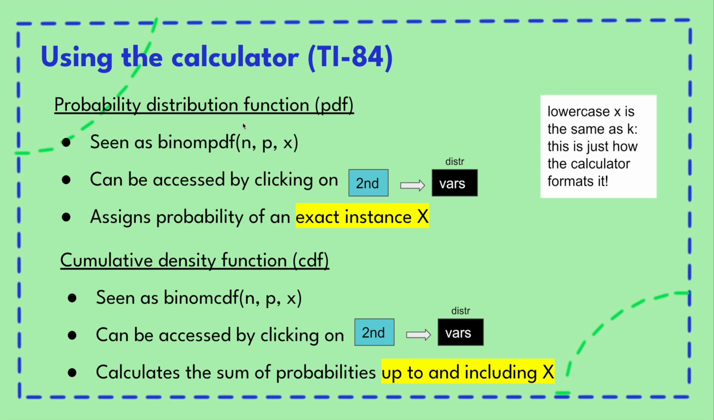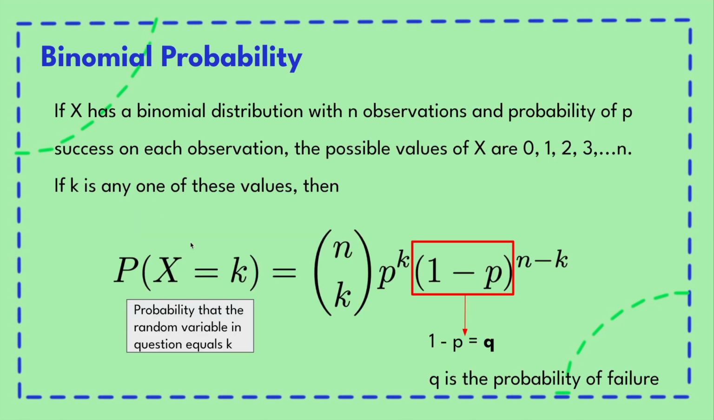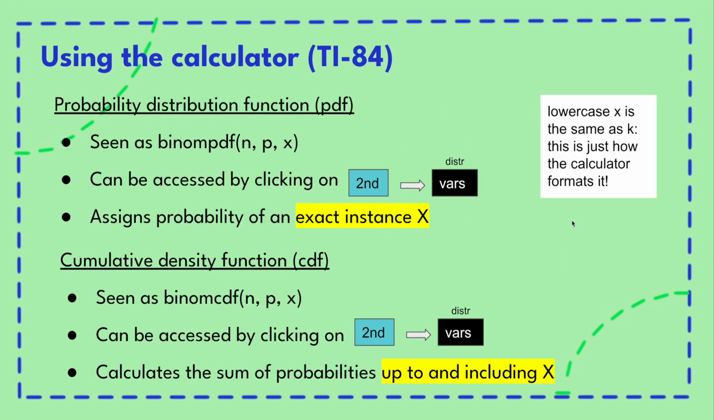P standing for probability, C standing for cumulative, and the parameters of these are going to be n, which is going to be our number of trials fixed ahead of time, p, our probability of success, and x. So lowercase x is the same as k, like what we were seeing over here. It's the same, it's just how the calculator formats it. The TI-84 just doesn't use k and uses lowercase x instead. But that's going to be that specific instance that we're looking for.